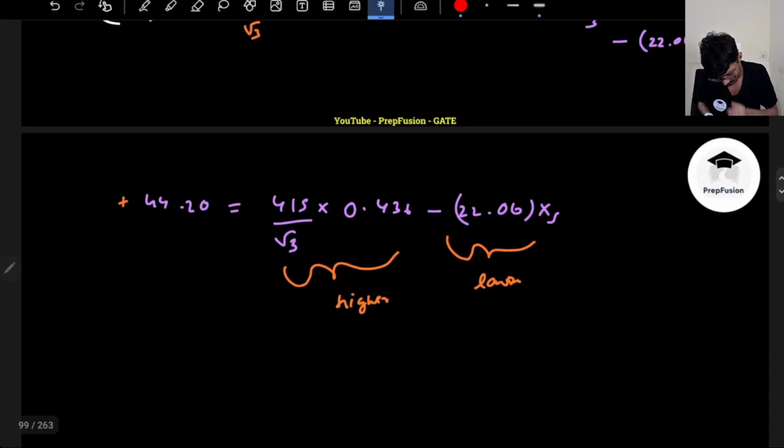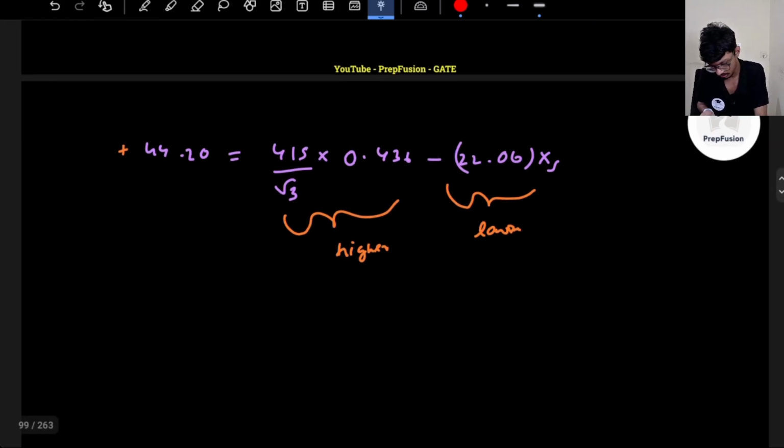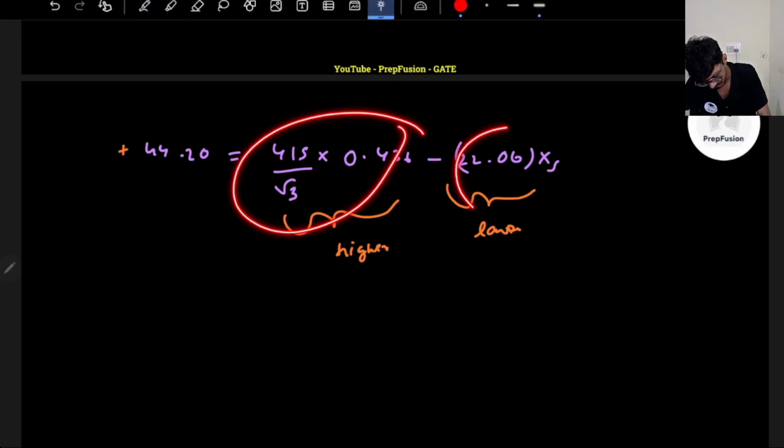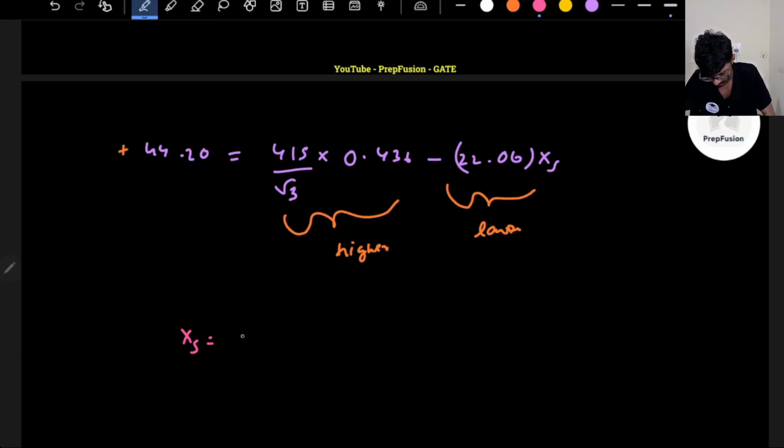So now if I calculate this value, right, this subtracted, okay, this 415 into 0.436 divided by root 3, this divided by 22.06. So your Xs comes out to be... Anyways, if you choose the negative solution, it will come out to be wrong. So the negative solution you will not choose, you will choose the positive solution. By default I know this is higher than this, right? So your Xs synchronous reactance is actually quite close, it is 2.731 ohms.